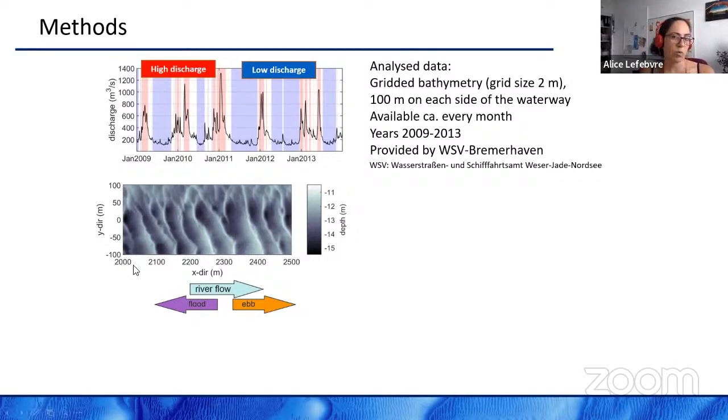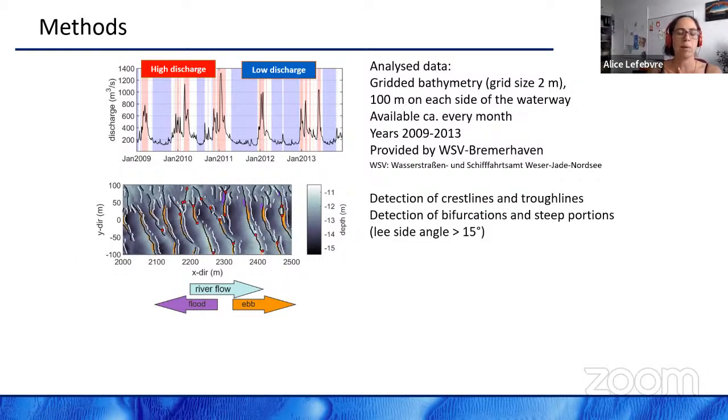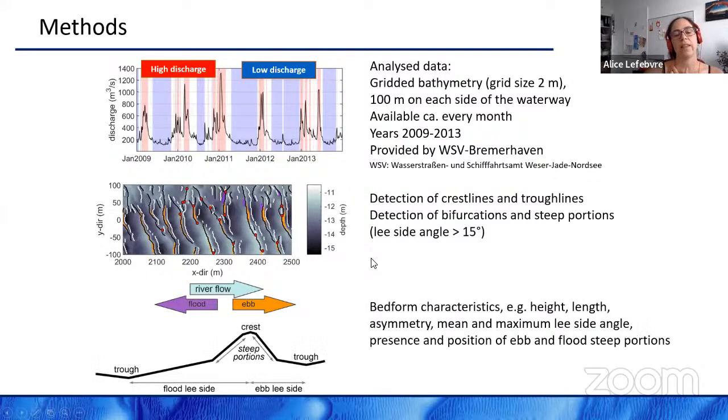And that's an example of what the data look like. From this, I implemented a method to detect the crest lines and trough lines. That's what you can see in those black lines and white lines. And from this, I could also detect the bifurcations and the steep portions, that's wherever the angles are more than 15 degrees. And then I also looked in a bit more detail at the bedform characteristics. So for example, I calculated, of course, the height and the length, the asymmetry, the mean and maximum angles, and the presence and position of those steep portions.